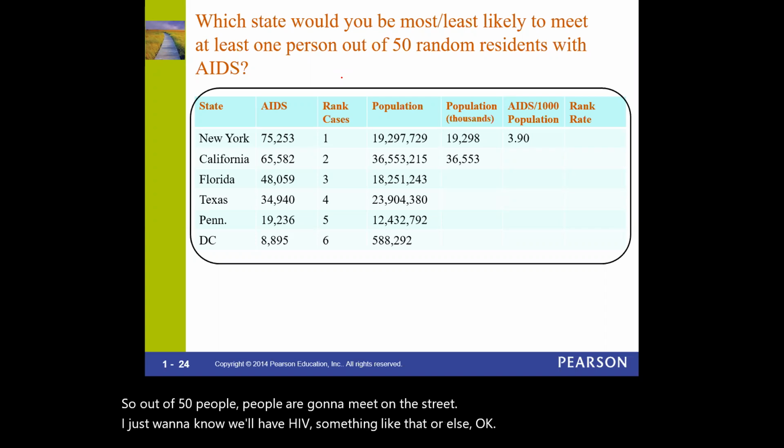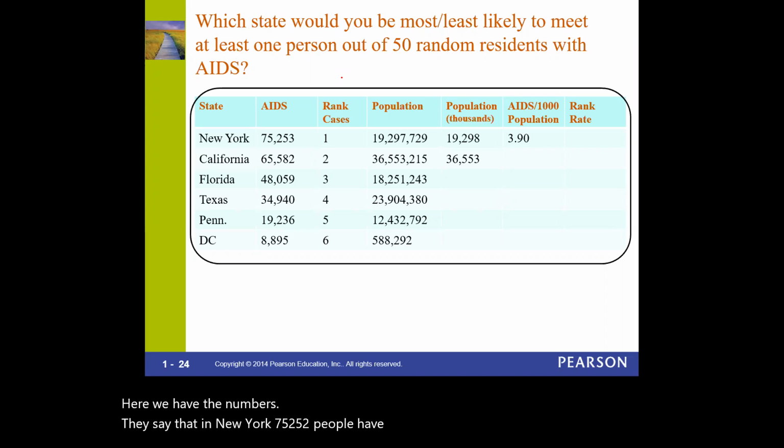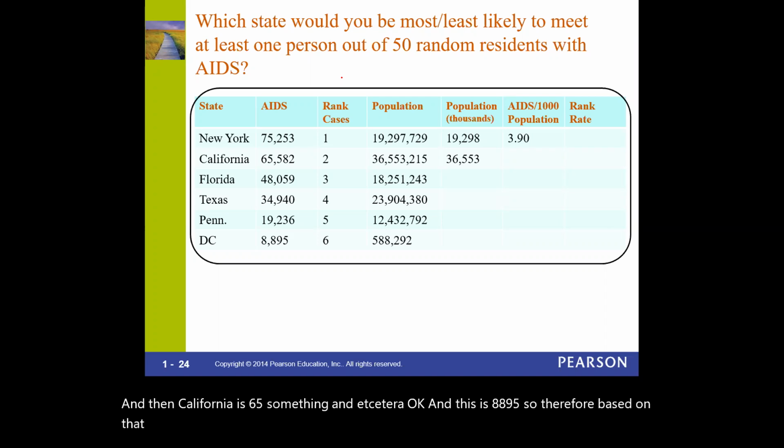Here we have the numbers. They say that in New York, 75,252 people have AIDS. California is 65 something, and so on. DC is 8,895. So based on that study, New York is ranked number 1, and DC is ranked number 6.